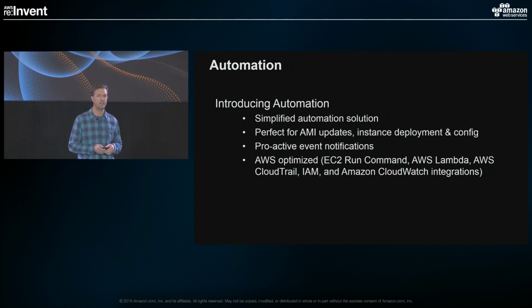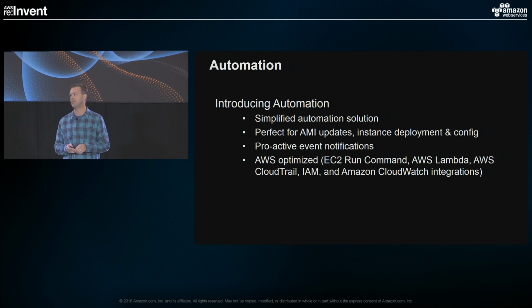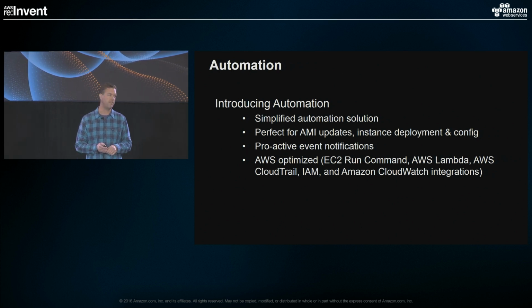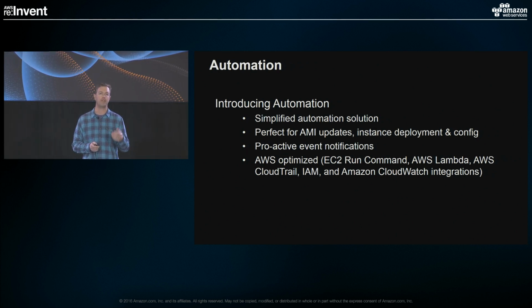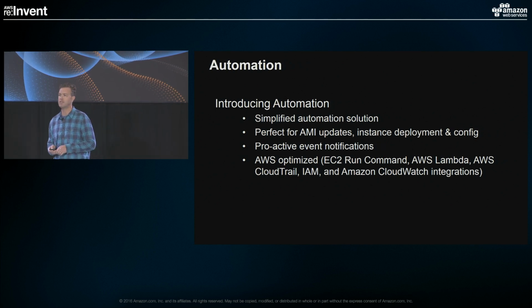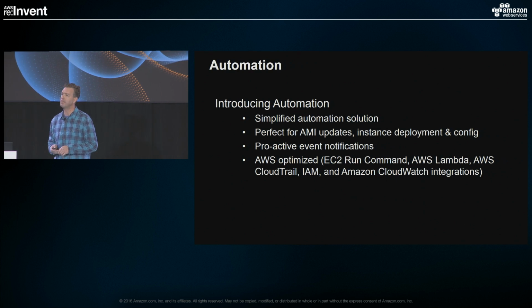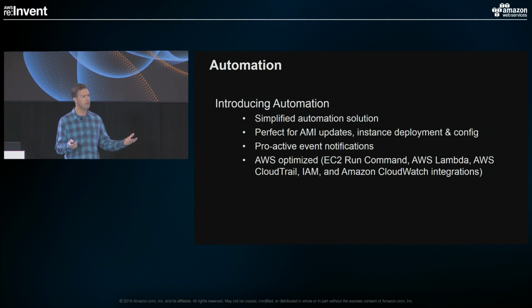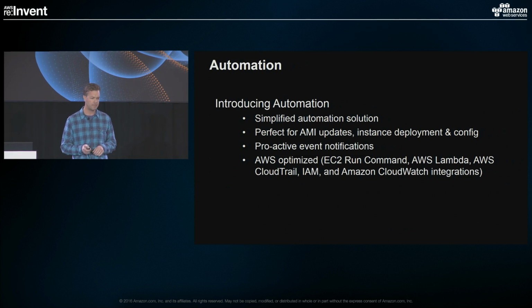And one of the nice things about how we've built Automation is that it provides proactive event notification for every one of your automation steps. That was another big customer feedback point: I want to know immediately if I run into an automation step that is not successful. And of course, being an AWS service, it's optimized to work with a variety of other services, including Run Command, Lambda, CloudTrail, IAM, and CloudWatch Events.